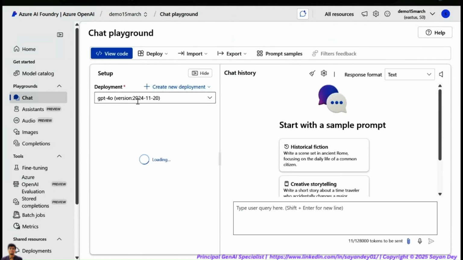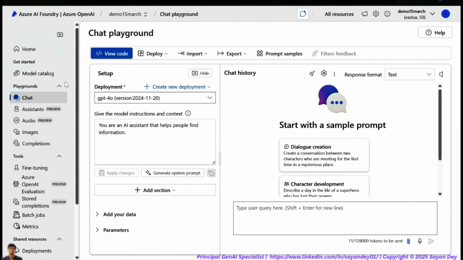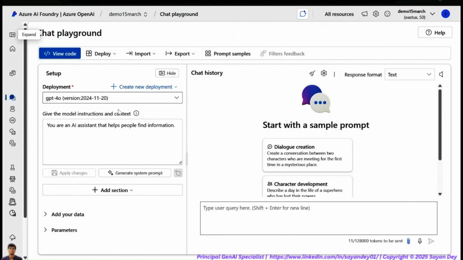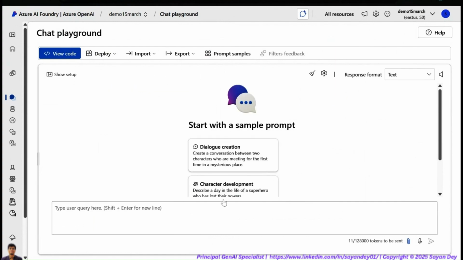So you can see that I have a GPT-4 Omni model that I've deployed. Don't worry about these things right now. This is not ChatGPT, but the development interface inside Azure. What I wanted to show you is, let's say I ask a question: who is the current US president?